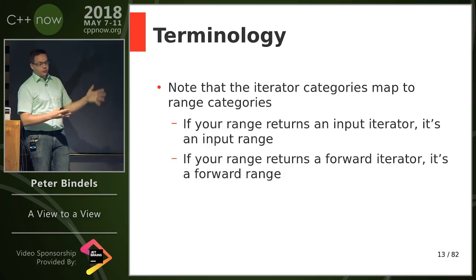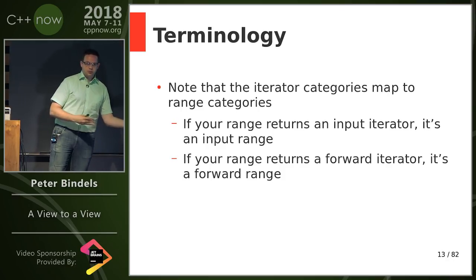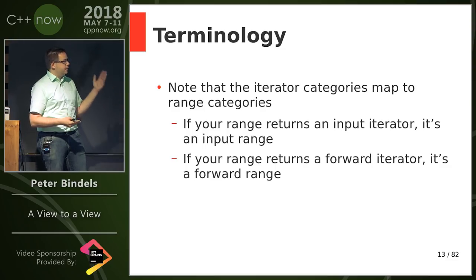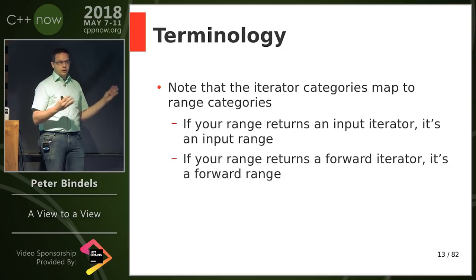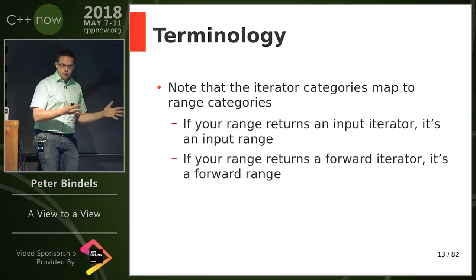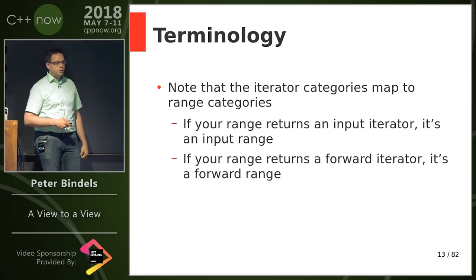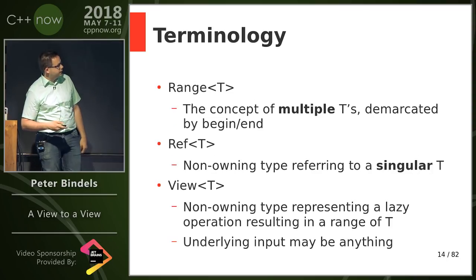And all of these map directly to being a range. So if I have an input iterator, it will be an input range. If I have a forward iterator, it will be a forward range. If I have a contiguous range, then I will have a contiguous iterator, essentially, allowing me to access it contiguously, and it will be a random access iterator.